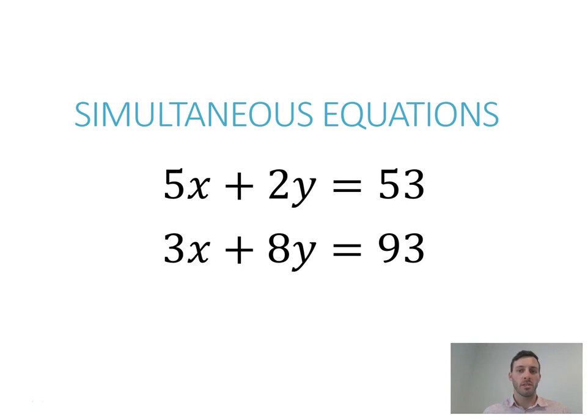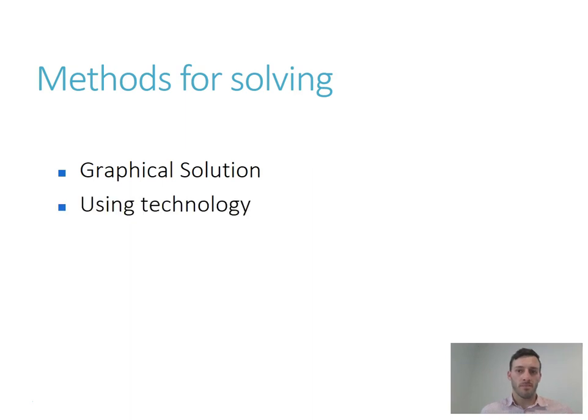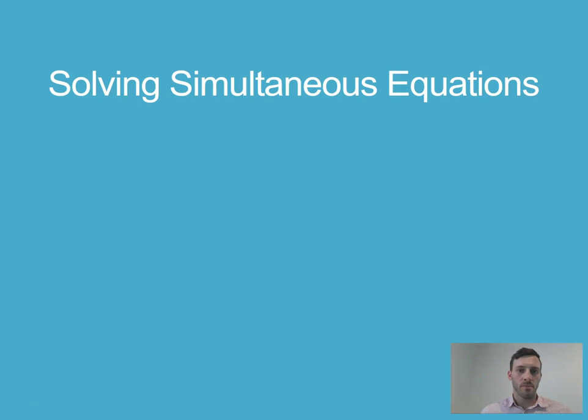We'd use two linear equations like these to solve for x and y. That is, we're going to find the values for x and y that satisfy both of these equations. There's more than one way we can solve simultaneous equations. In this video, we're going to look at the graphical method and using technology, such as the graphics calculator. Over the next couple of videos, we're going to explore further solving by substitution and solving by elimination.